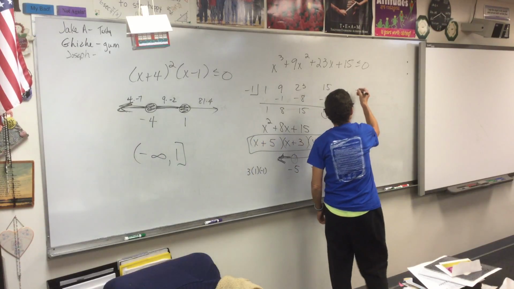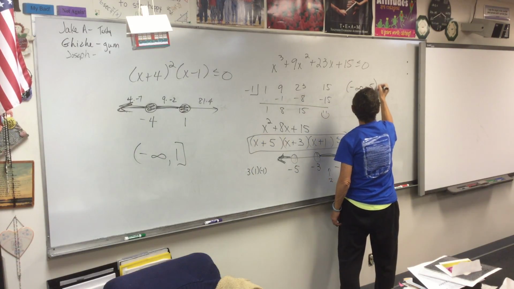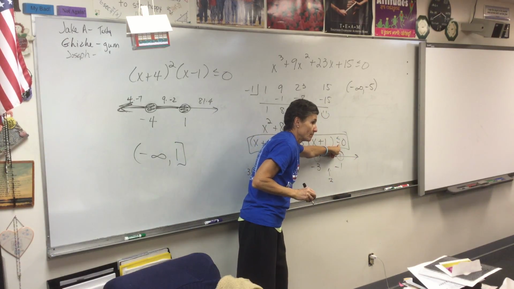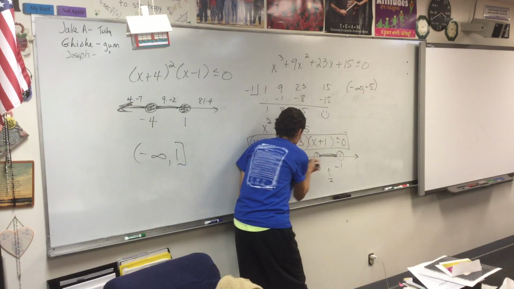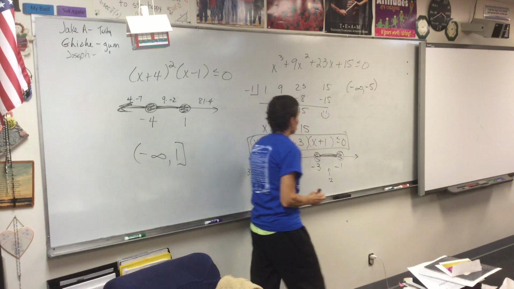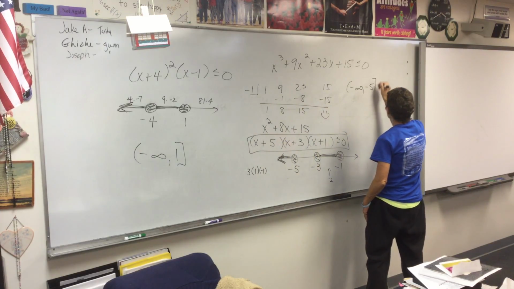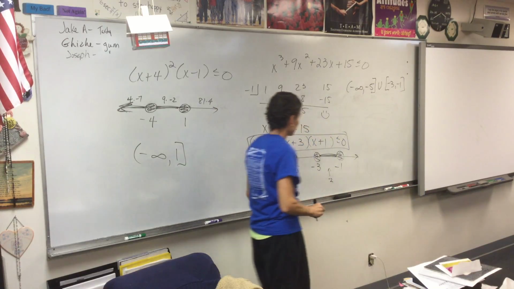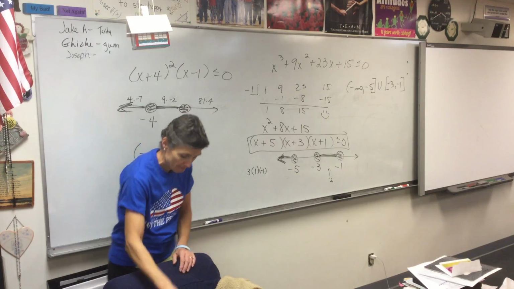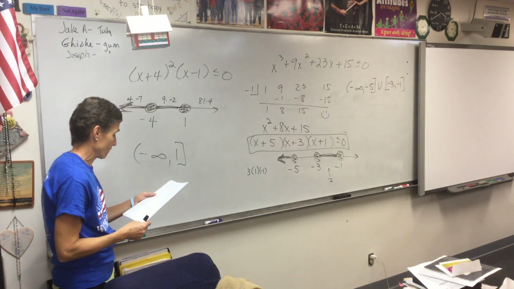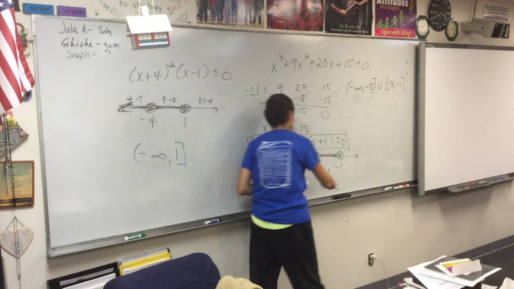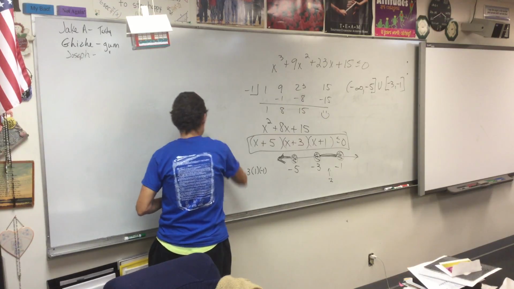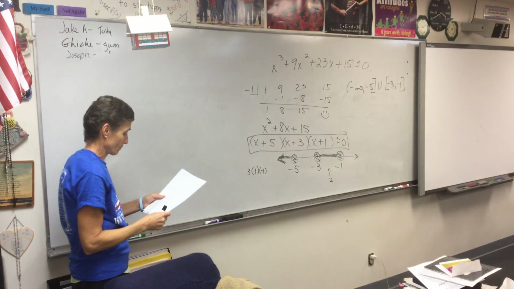So in the answer blank, you will say everything from -infinity to -5. Uh-oh, I forgot something. The dot should be colored in. So everything from -infinity to -5 or -3 to -1. That's what we end up coloring in. Wow. Big problem.